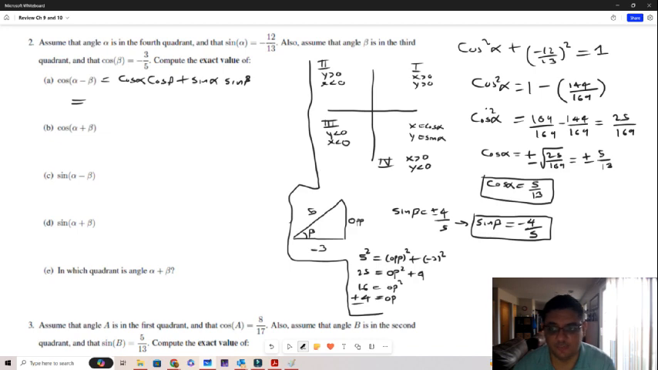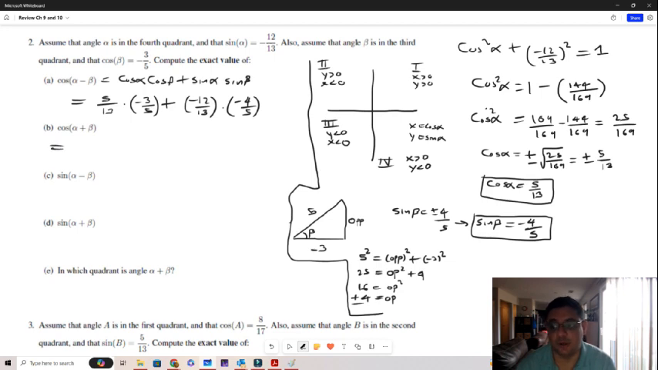And so cosine of alpha, I just found it, 5 over 13. Cosine of beta is here, -3 over 5. Sine of alpha, I have it here, -12 over 13. And sine of beta, I found it here, -4 over 5. Notice that you need to write everything first in the formula and then replace by the values. Do not plug the values in first. That's the most common mistake.